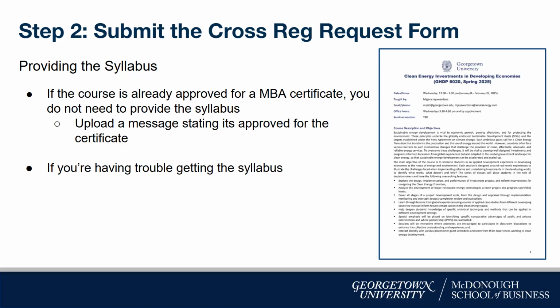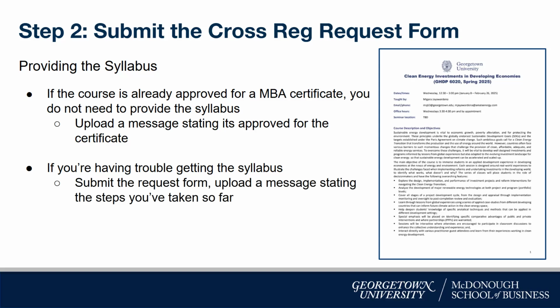If you've made an effort to find a course syllabus but have been unable to, please upload a note explaining the situation in place of the syllabus. In some cases, we can offer tentative approval and try to claim a seat in a class before having the final syllabus. If this is the case, please be sure to provide the program office with the final syllabus once it is made available.